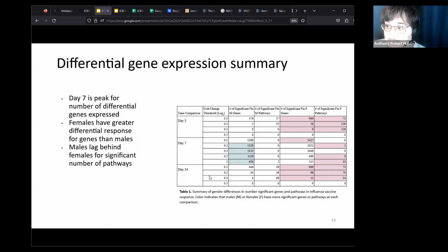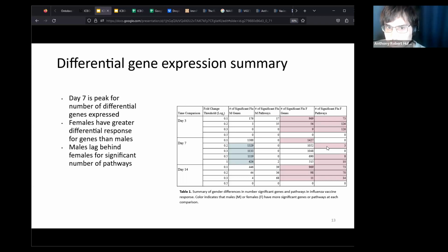You'll notice that the actual count for significant pathways is heavily skewed towards females, while males only have more significant genes during some of the higher thresholds for day 7. That doesn't actually hold true when we take a look at the significant pathways to make sense of what's going on. We also noticed that in terms of peak, females tend to have a much higher number at day 3. It increases a little bit during day 7, not nearly as dramatic as for males, before dropping down to about the same level on day 14. Meanwhile, males have their peak at day 7 and drop down at day 14.